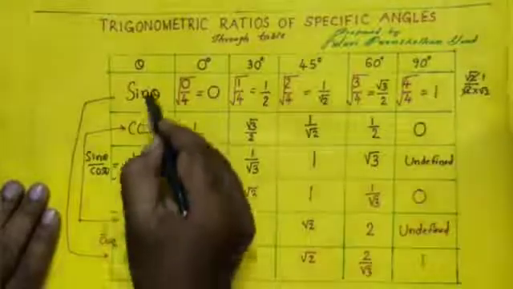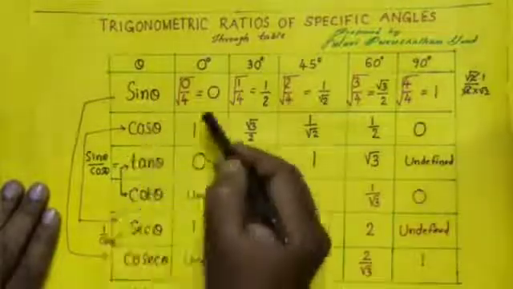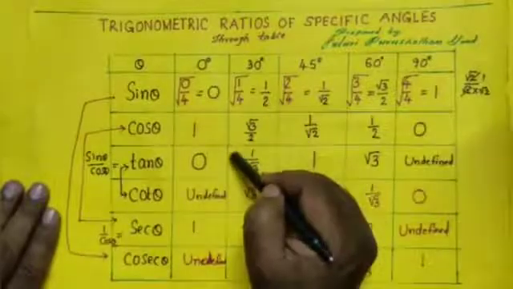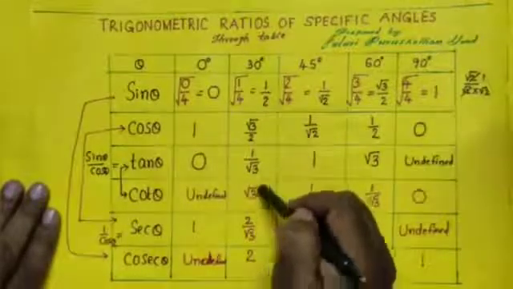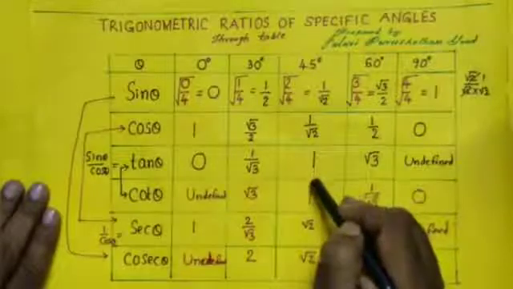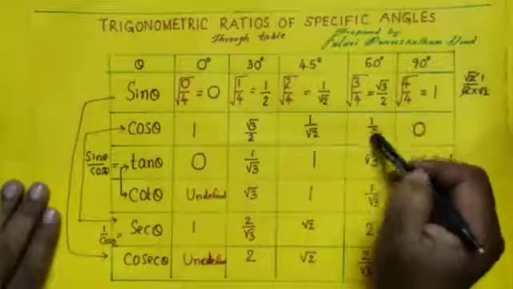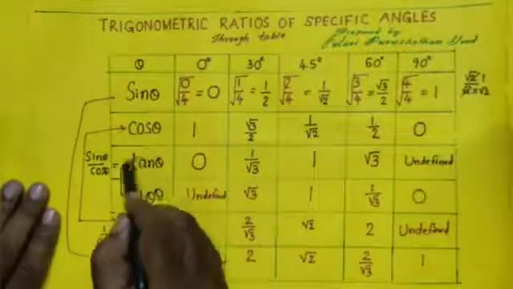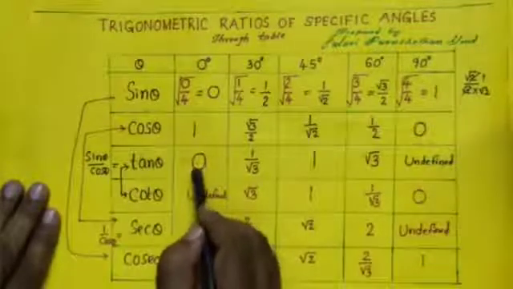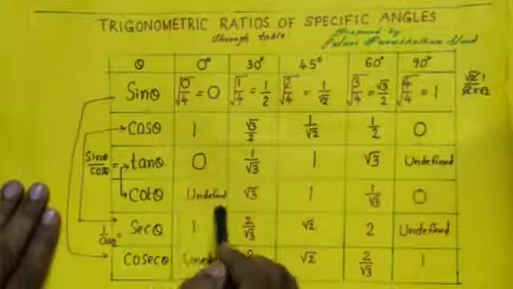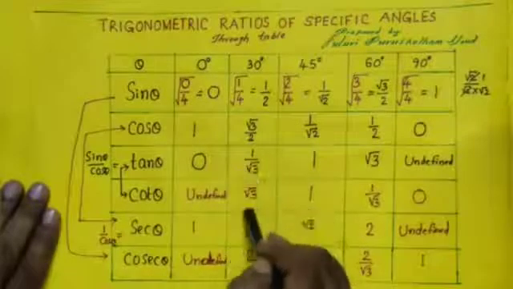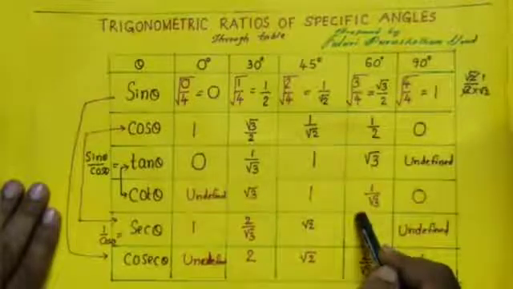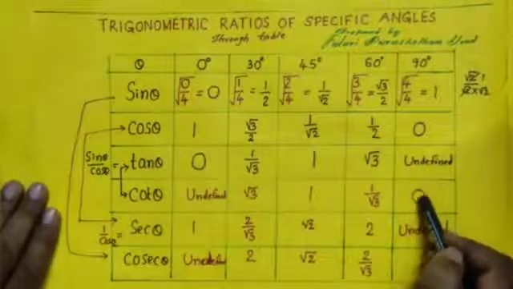Tan means we know already sin theta by cos theta. So 0 by 1 is 0. 1 by 2 divided by root 3 by 2, the 2 cancels, we get 1 by root 3. 1 by root 2 by 1 by root 2 cancels, 1. Here the 2 cancels, root 3. And 1 by 0 is undefined. Cot theta is the reciprocal of tan theta. This is 0, so its reciprocal is undefined. 1 by root 3 reciprocal is root 3. 1 reciprocal is 1. Root 3 by 1 reciprocal is 1 by root 3. Undefined reciprocal is 0. Right?